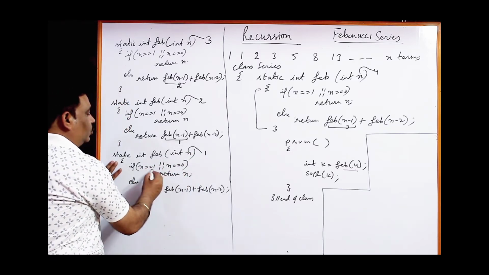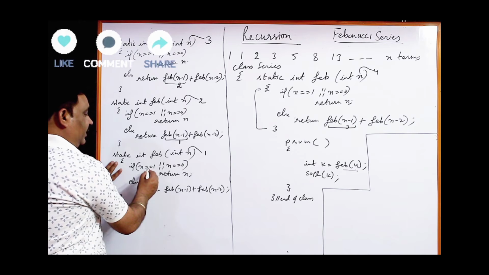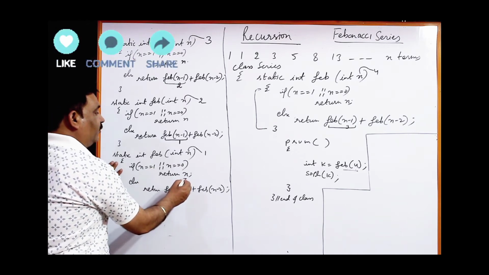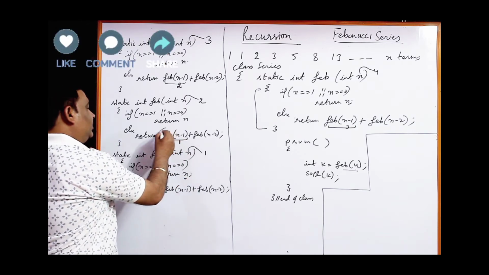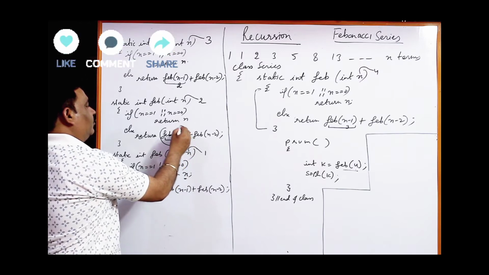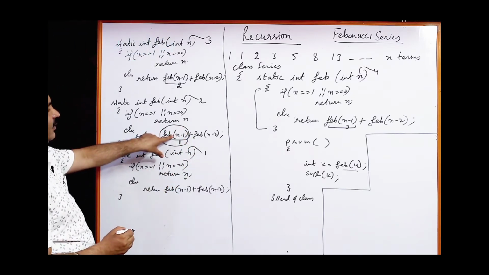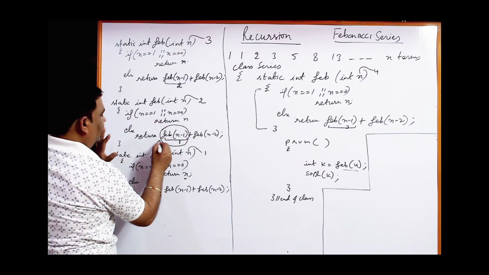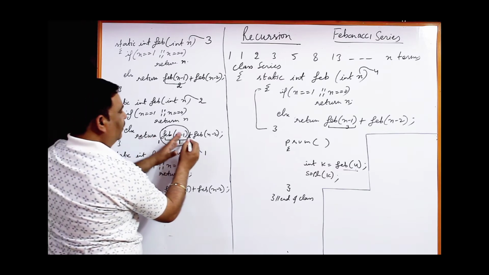So here the condition is true. N is 1 or n is 0, but n is 1, so it will return n. N means 1, so 1 will be returned here. This function call will get 1. Here I am writing 1 plus.